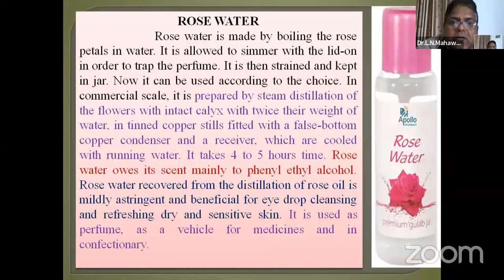Rose water is made by boiling the rose petals in water. It is allowed to simmer with the lid on in order to trap the perfume. It is then strained and kept in a jar. Now it can be used according to choice.